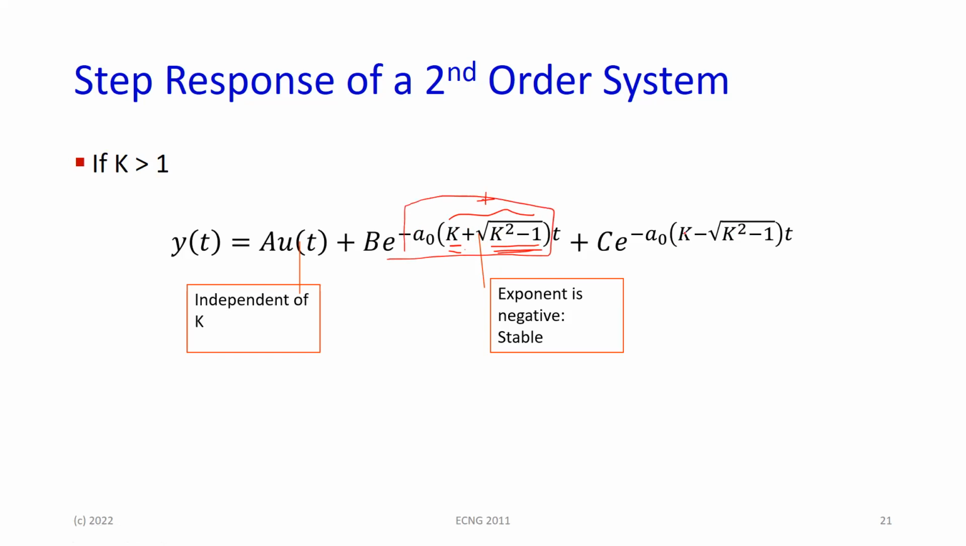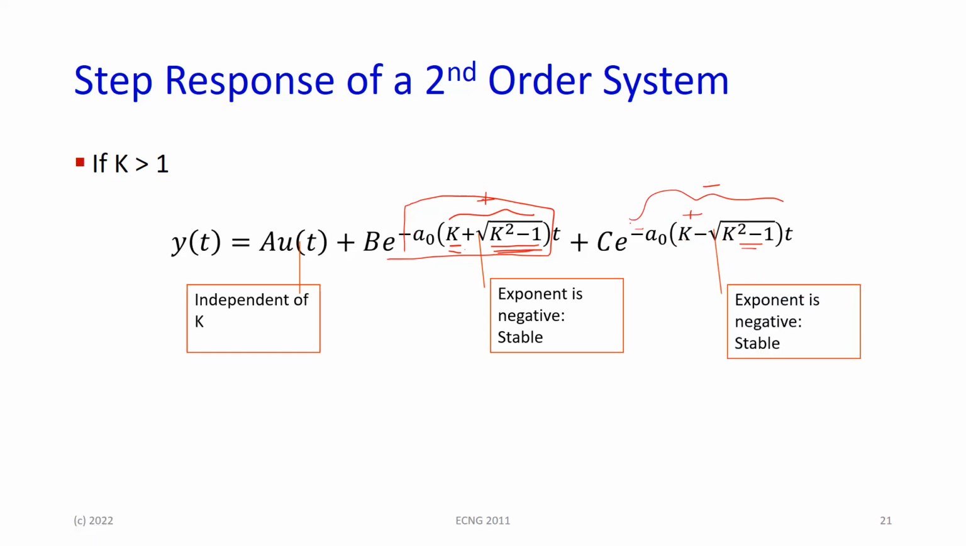Same thing here. K is a little bit bigger than k squared minus 1. So if this is positive, you're going to take away a small number that is a little bit less than that, so it will still remain positive. In other words, a minus by that positive is still going to give me a negative exponent overall here.